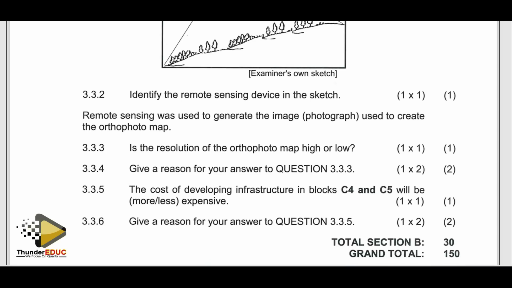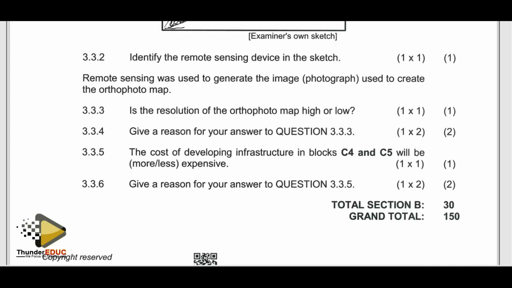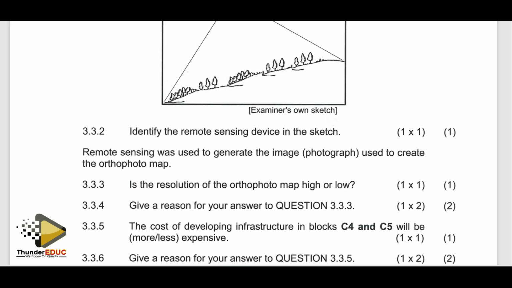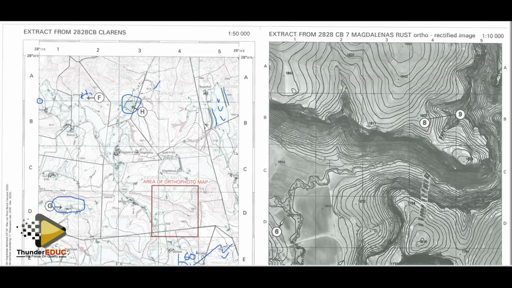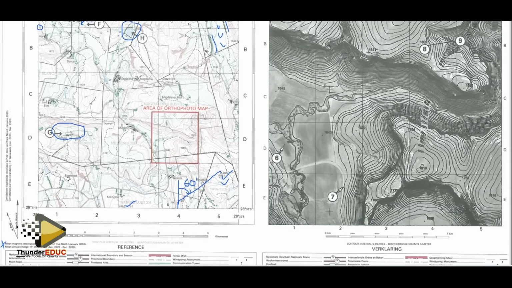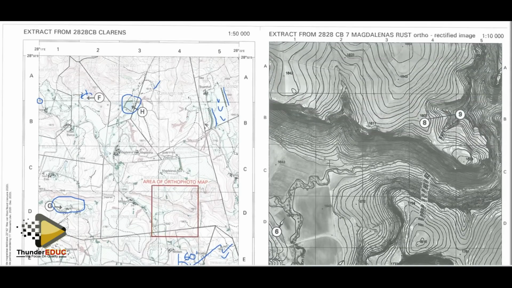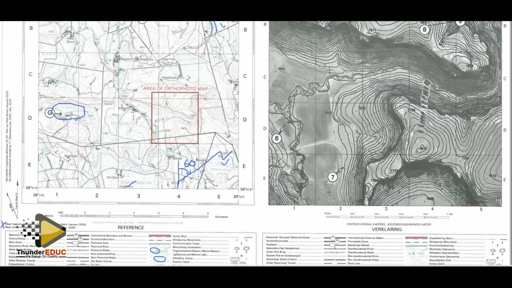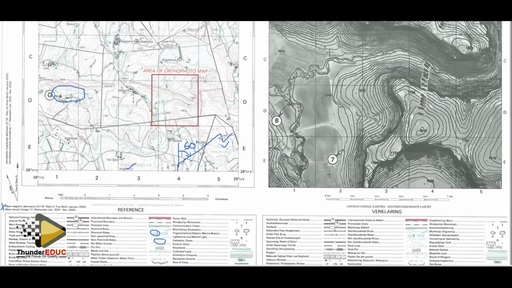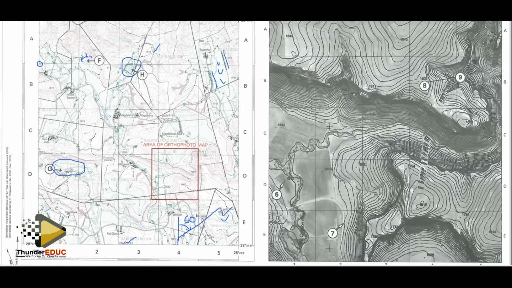Right. Remote sensing was used to generate the image or photograph used to create the orthophoto map. Is the resolution of the orthophoto map high or low? Right. We can go to the orthophoto map and try to check if the resolution is high or low. When we're talking of resolution, we are looking at the clarity of the image. Is the image clear? The amount of pixels in the image, and also the size of the pixels. Right, when we're talking of high resolution, we are saying the image is clear and it has many pixels which are very small, which makes the image very clear.